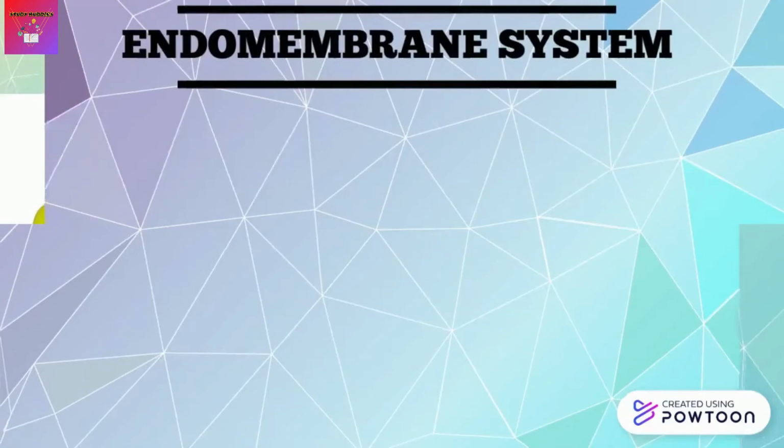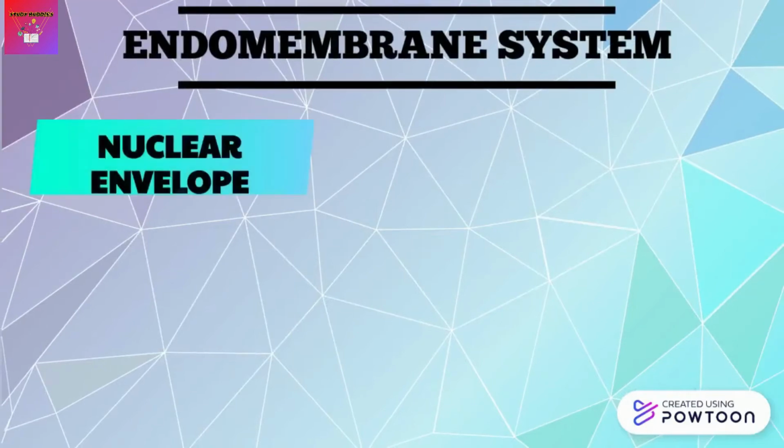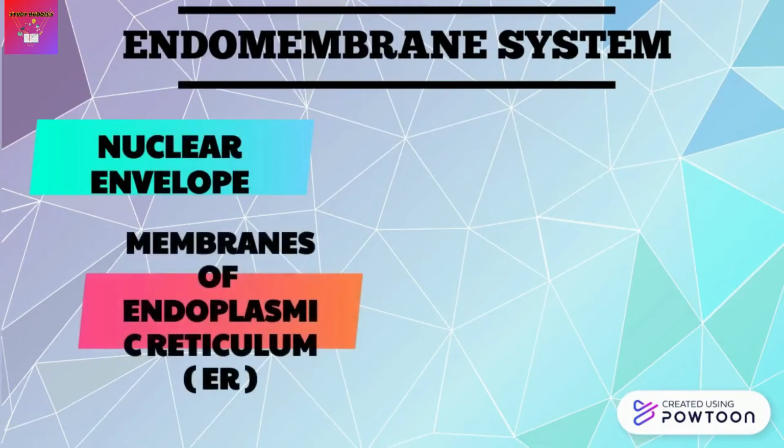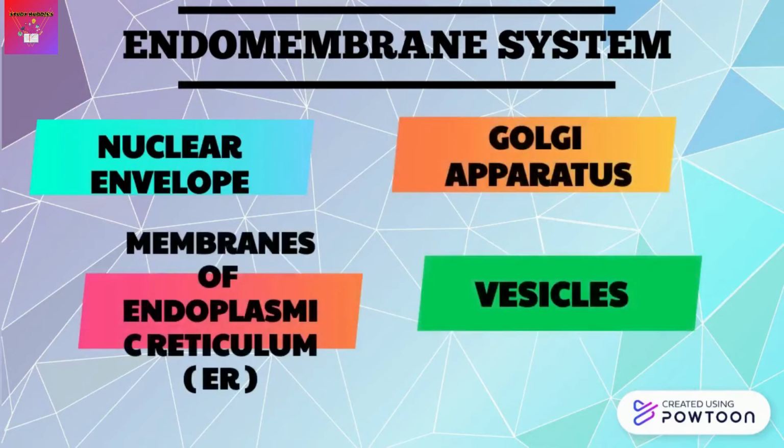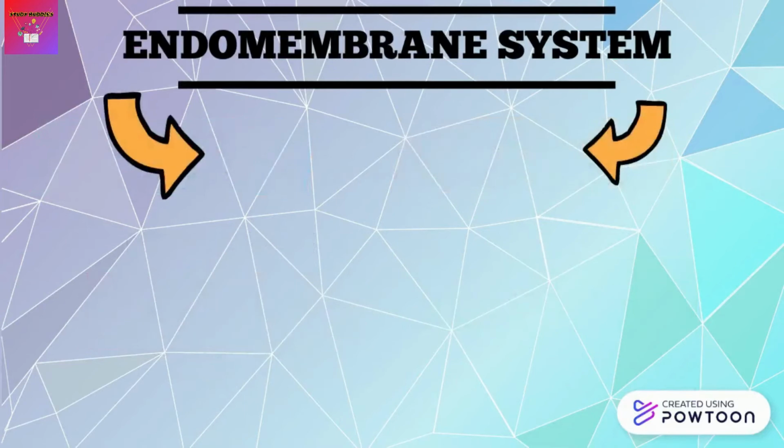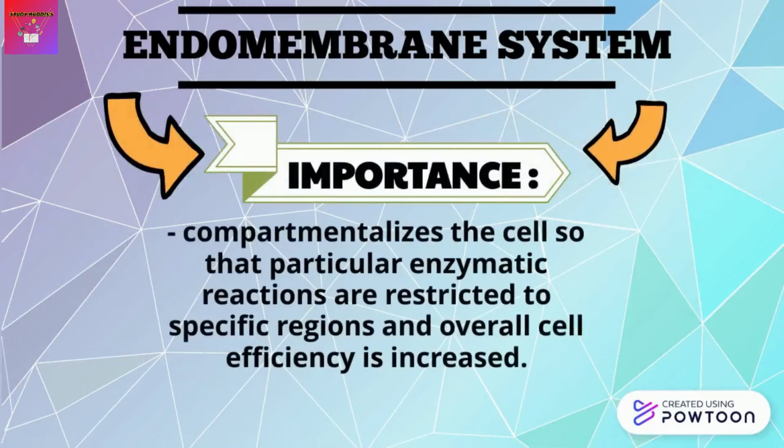Nextly, we have a very important system called the endomembrane system. It consists of the nuclear envelope, membranes of endoplasmic reticulum, the Golgi apparatus, and vesicles. This system compartmentalizes the cell so that particular enzymatic reactions are restricted to specific regions and overall cell efficiency is increased.